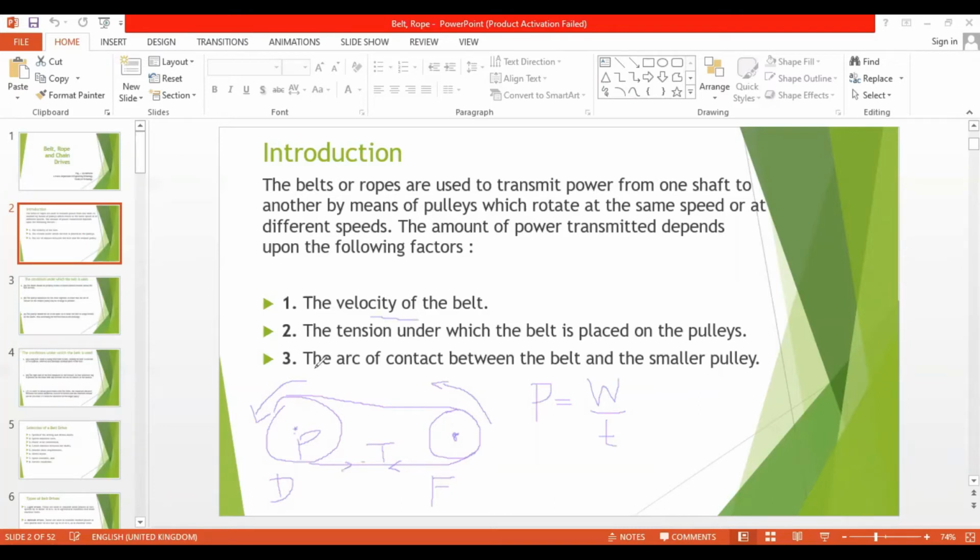The arc of contact between the belt and the smaller pulley. So arc of contact means the arc where the belt and the pulley are in contact, right? So particularly it's for the smaller pulley, right? So the arc of contact between the belt and the smaller pulley is another factor which describes the power transmitted.